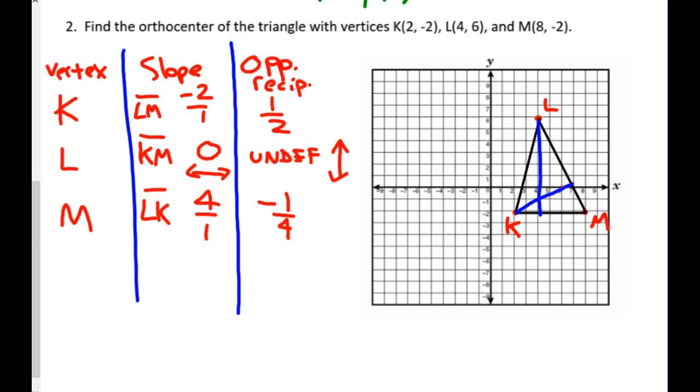Now, hold up, hold up. If I go to M, and I try to go down 1, right 4, that's off the grid. So let's not do that. What's the same thing as down and to the right? Up and to the left. So up 1, left 4, and that's exactly on the intersection that I need. So draw the altitude, put a green point, and that's my orthocenter. What are the coordinates of that orthocenter? 4, negative 1. Very good.